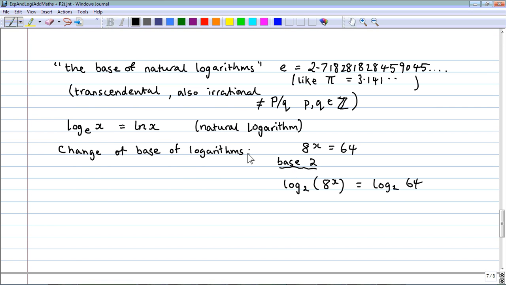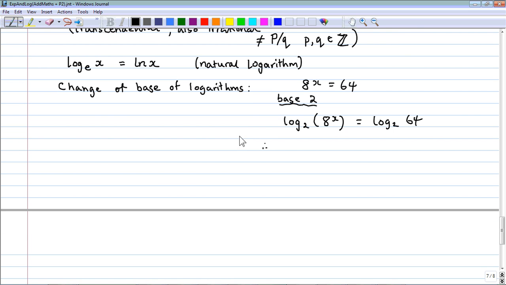I'm going to write, therefore, x times log base 2 of 8 equals log base 2 of 64. Now that follows that x is equal to the ratio log base 2 of 64 over log base 2 of 8.